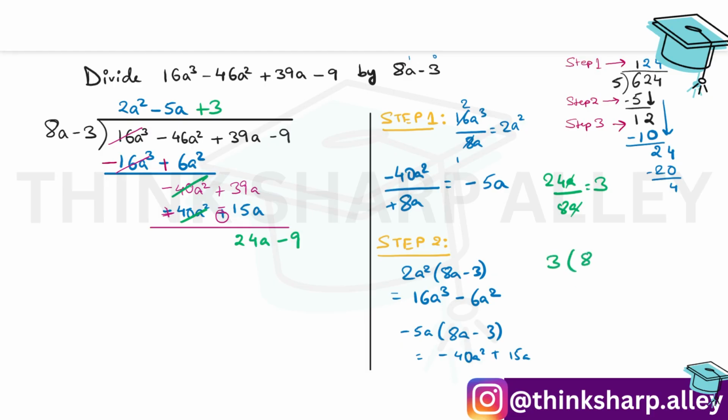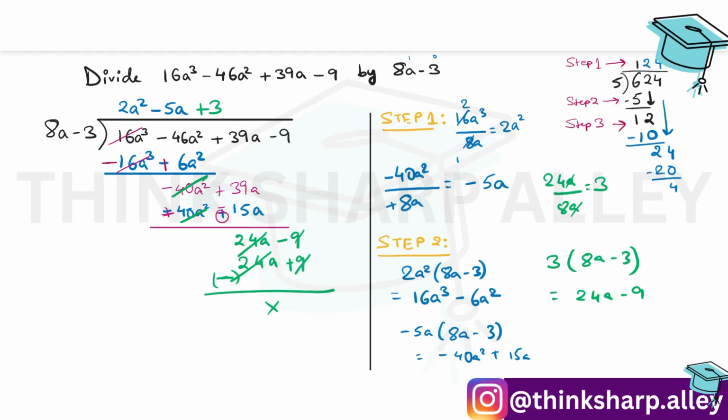And we multiply 3 with the entire divisor, and we get 24a minus 9. And we write it down under the dividend, maintaining the like terms. Signs change, so minus becomes plus, and this gets cancelled, because minus 9 plus 9 gets cancelled, and we are getting 0. So the remainder is 0.